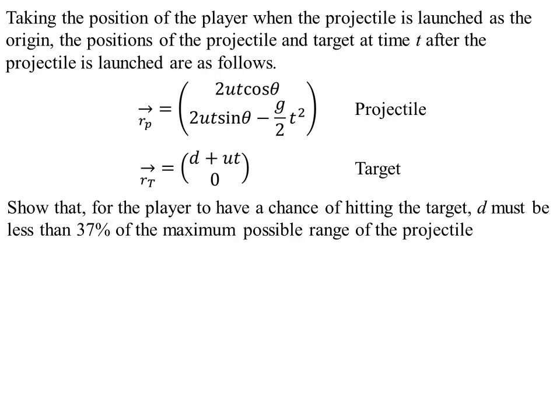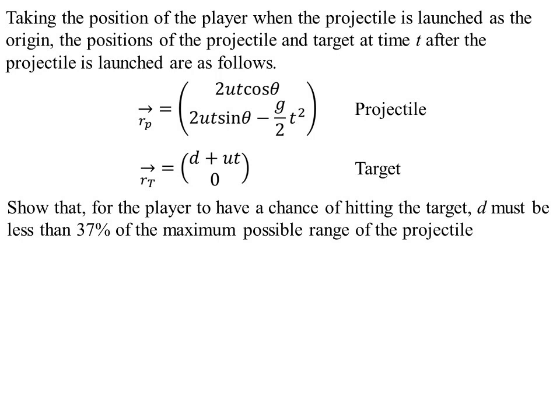Show that for the player to have a chance of hitting the target, D must be less than 37% of the maximum possible range of the projectile. So this was not one of those scaffolded questions where part 1 you go and do this, part 2. Nope, you had to do the whole thing. There's the problem, now come up with a solution.